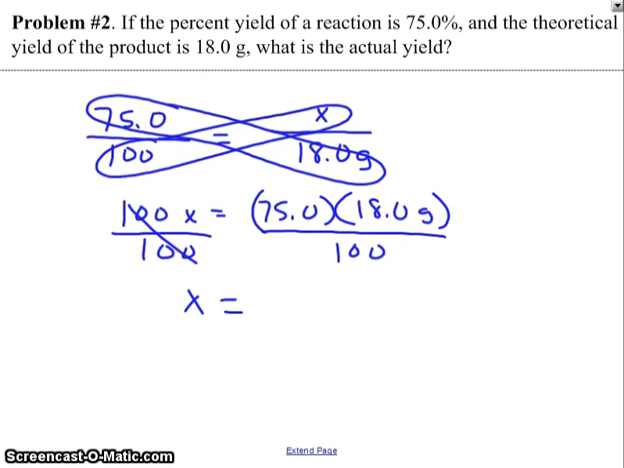Now we see that we have 3 sig figs in the number 75.0, 3 sig figs in the number 18.0. Now 100 appears to have only one significant figure, but this is a count number. This is an exact number. It is not a measurement, so we're not going to let the 100 here limit our rounding. So our final answer should be rounded to 3 sig figs, and it works out to 13.5%. Or not percent, I'm sorry. It works out to 13.5 grams, and that is our actual yield.